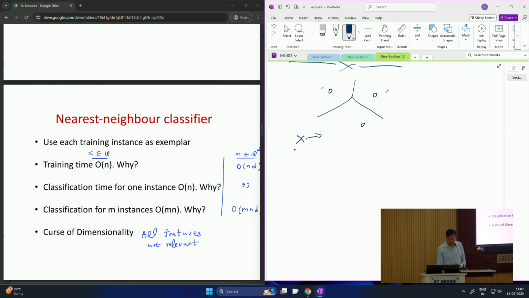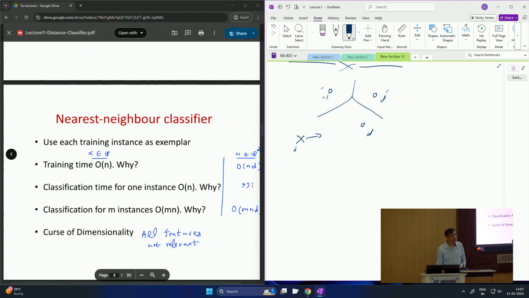If this is d dimension and all of them are the same d dimensions, then the distance will have to be checked with every dimension. It will become order n times d. Clear? x1 minus x2 square plus y1 minus y2 square plus z1 minus z2. So you're touching every dimension if it was 3 dimensions, correct? Similarly, if you're classifying m instances, that's m times n times d.